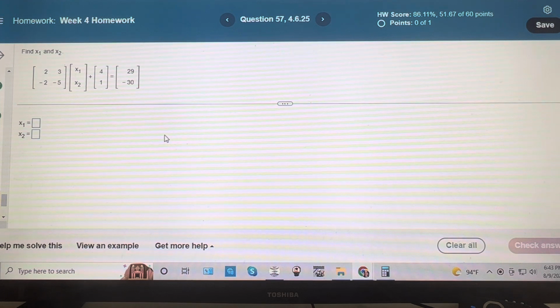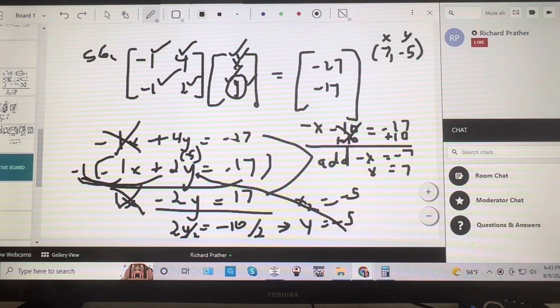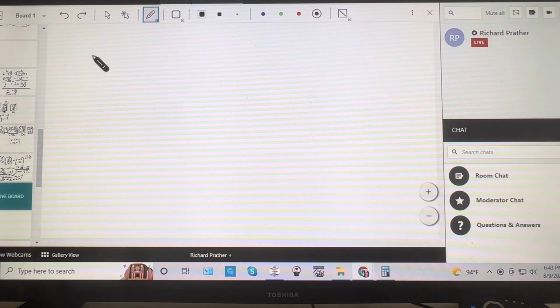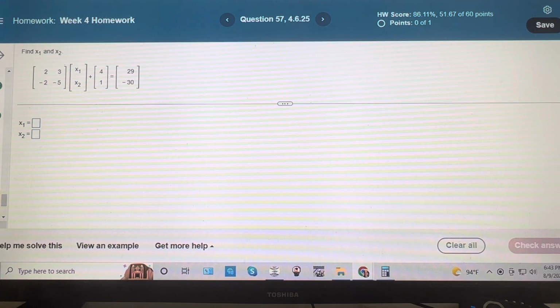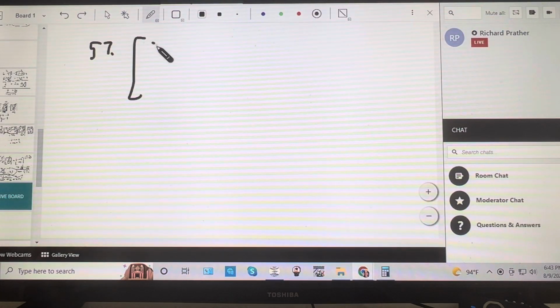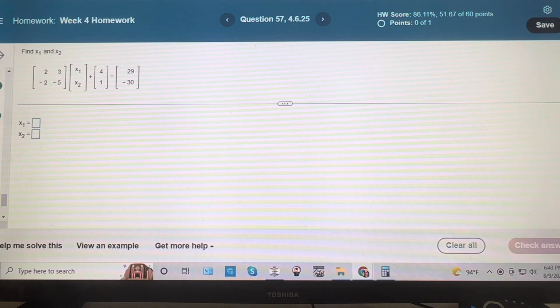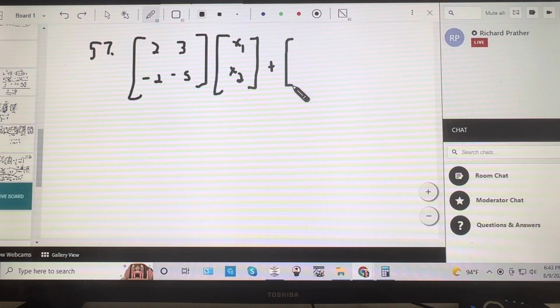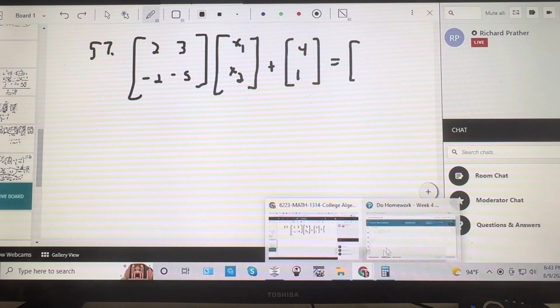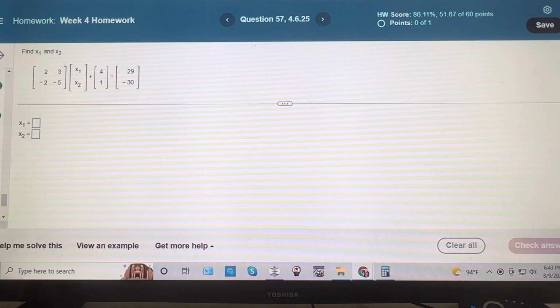Okay, here I could use some matrix operations first and then repeat what we just did on 56. So I've got a 2, 3, negative 2, negative 5. Then there's the x1 and the x2, or x and y. But then what's different on 57 is there's a plus 4, 1, 2 by 1 matrix. Equals 29 and negative 30.